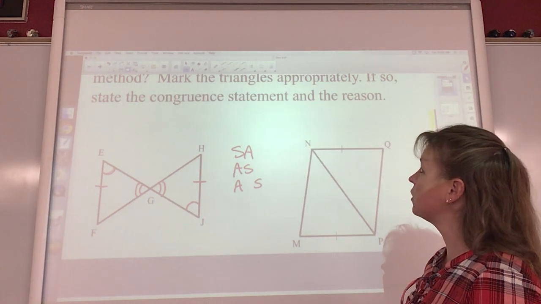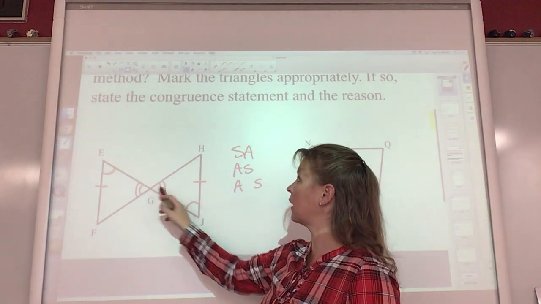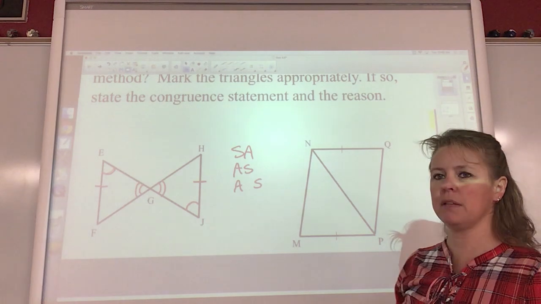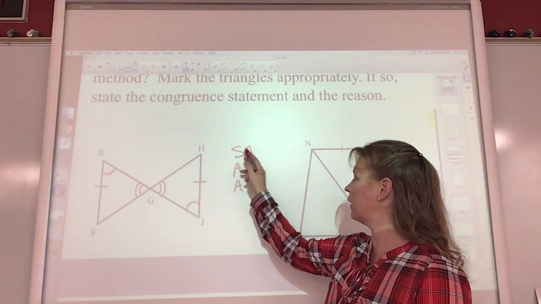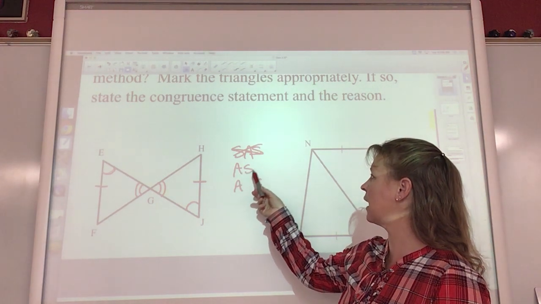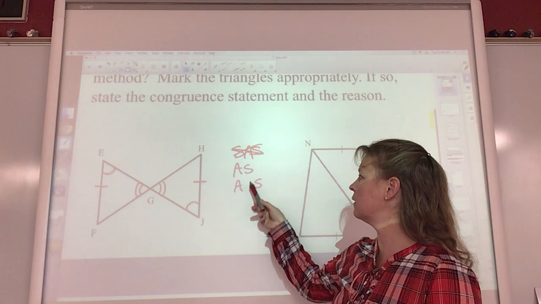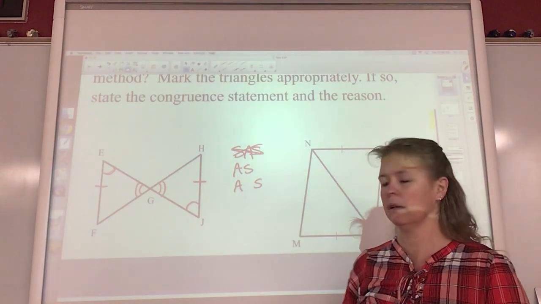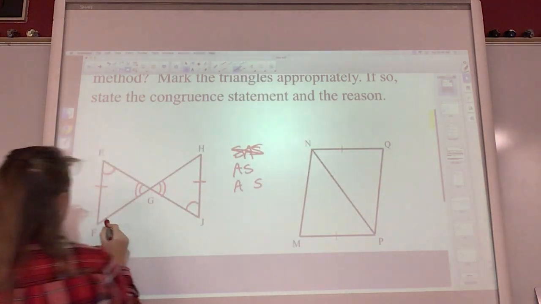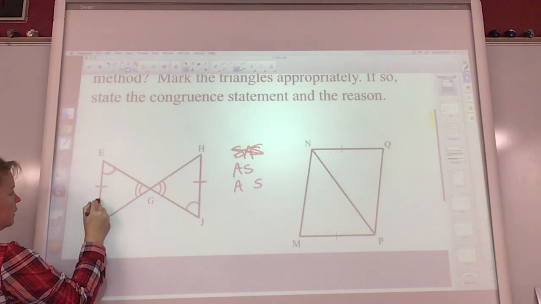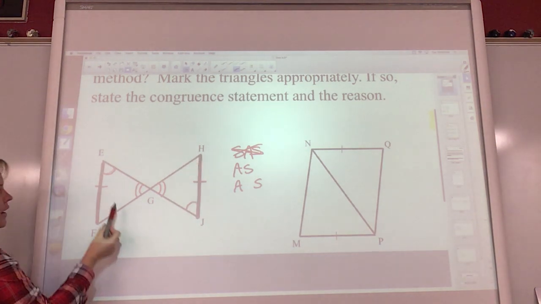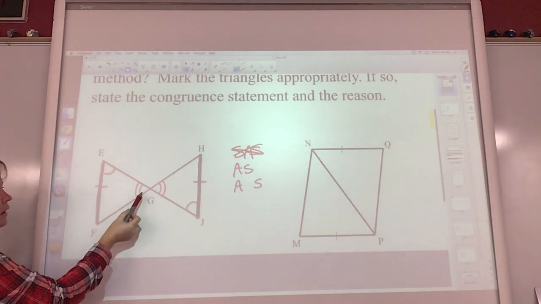Can the triangles be congruent? Mark it appropriately, so we're marking it. And now we have to state the congruent statement and the reason. Let's come up with the reason first. We definitely marked another angle, so it's not side, angle, side. We have to decide, is it going to go angle, side, angle, or angle, angle, side? Where is that angle going to be? So I'm going to trace the side that we're talking about. If I trace this side and this side that's marked, it only touches one of the 2 angles.